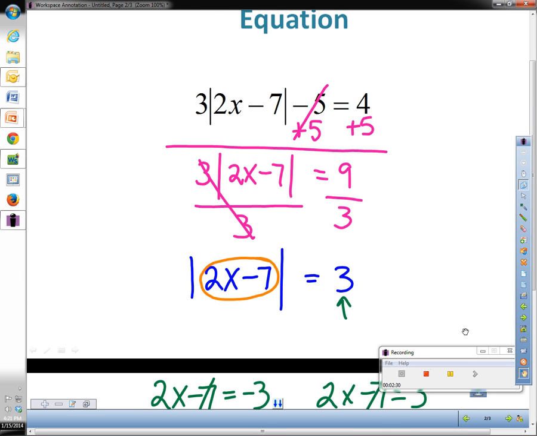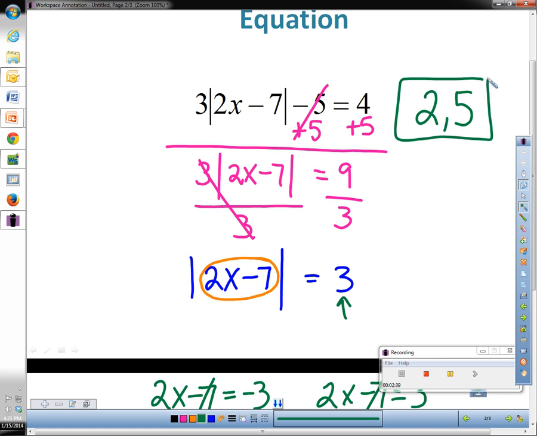So when I write my answer to the problem, I list them out just separated by a comma. But remember, this is not an ordered pair. It's simply two numbers listed out.